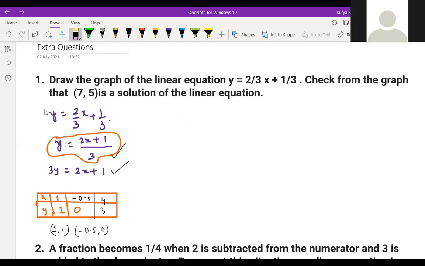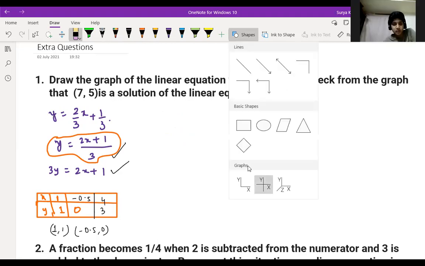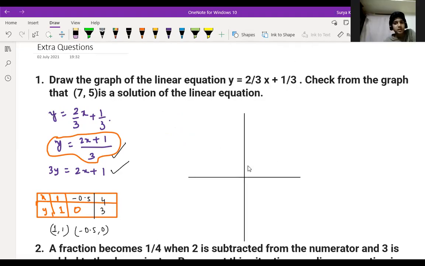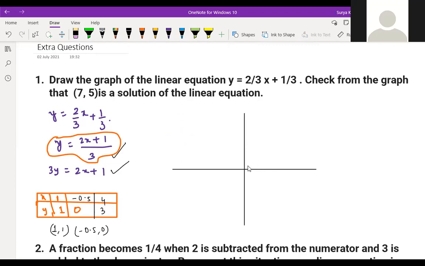So you can plot the graph. Sir, what is this, 7, 5? He told that check from the graph that (7, 5) is the solution of the linear equation. After making the graph, or simply you put the answer here, Sai Charan. Simply you put x = 7, you will get the answer as 5. Is it getting or not? From here only you'll get to know whether it's a solution or not.